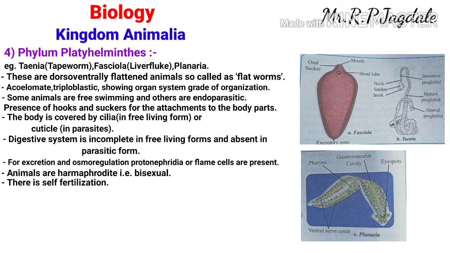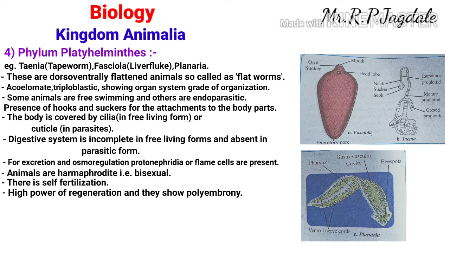The organisms have a high power of regeneration, and show polyembryony. Polyembryony means a single fertilized ovum can produce more than one embryo, more than one individual. That is called polyembryony. They have the power of polyembryony and high power of regeneration also. So this is called phylum Platyhelminthes.